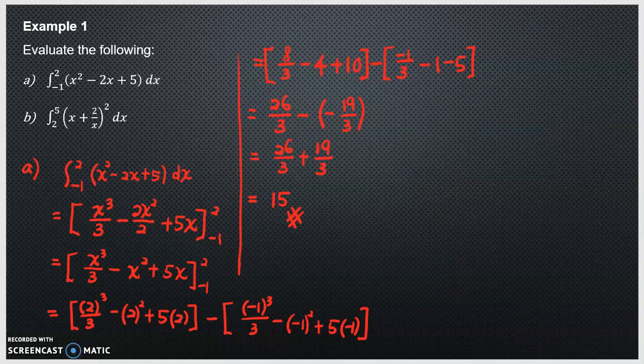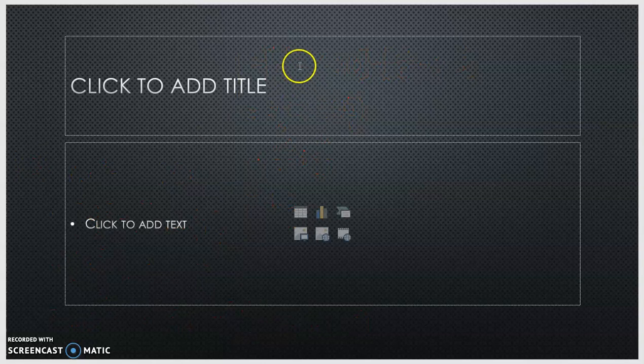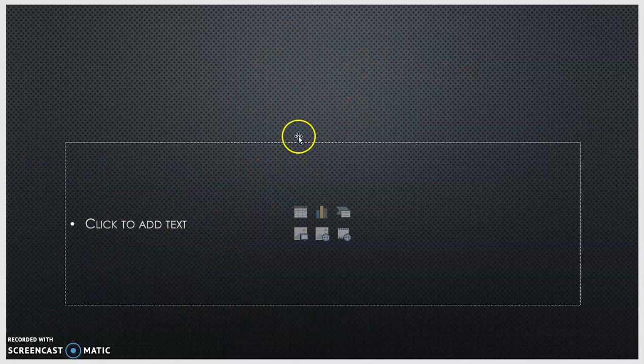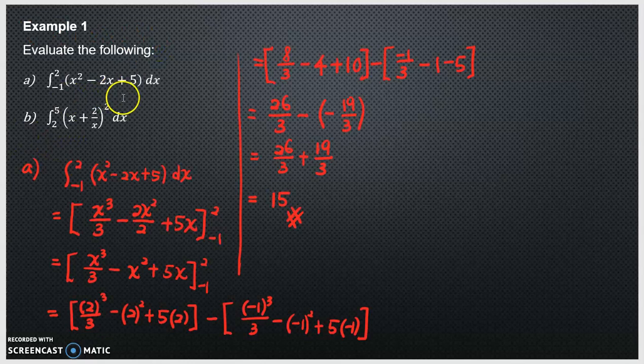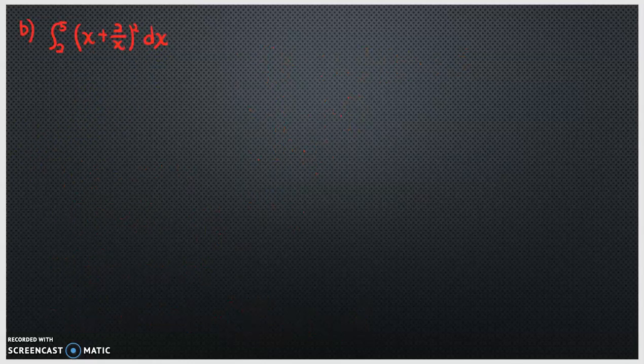Next we move on to question B. Let me add a new slide. Question B is the integration from 2 to 5 of (x plus 2 over x) squared dx. So integration from 2 to 5 of (x plus 2 over x) squared with respect to x. We check again: (x plus 2 over x) squared dx. Okay, good.